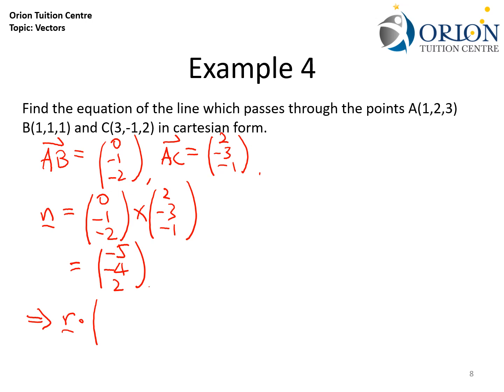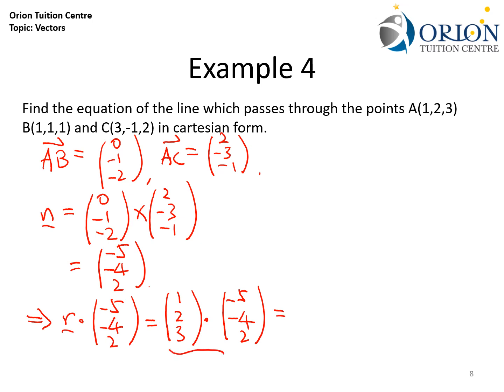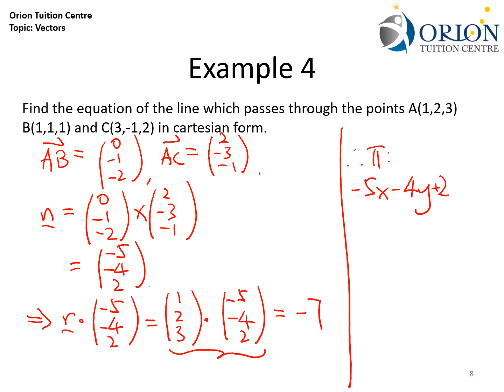R dot (minus 5, minus 4, 2) equals (1, 2, 3) dot with (minus 5, minus 4, 2). And if I evaluate this dot product, it will give me negative 7. And therefore, I can say that the equation of the plane is minus 5x minus 4y plus 2z equals minus 7. Or, if I don't like the negative signs, I can also say that it is 5x plus 4y minus 2z equals 7.